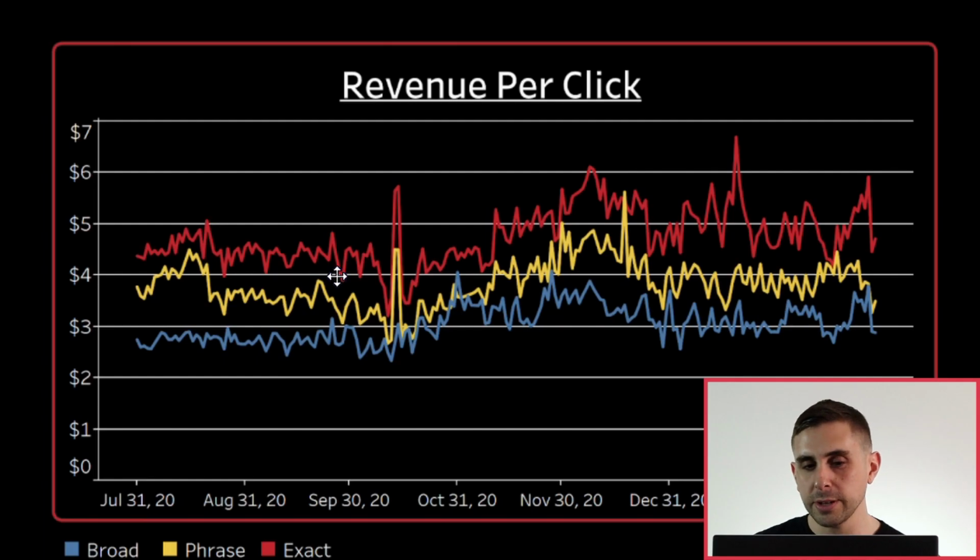And finally, we've broken down the amount of revenue per click based on match type, and you can see there's a really big difference between exact match and broad match. So generally speaking, broad match brings in the lowest, just above $3 on average, and then the revenue per click in exact match is just below $5 on average.